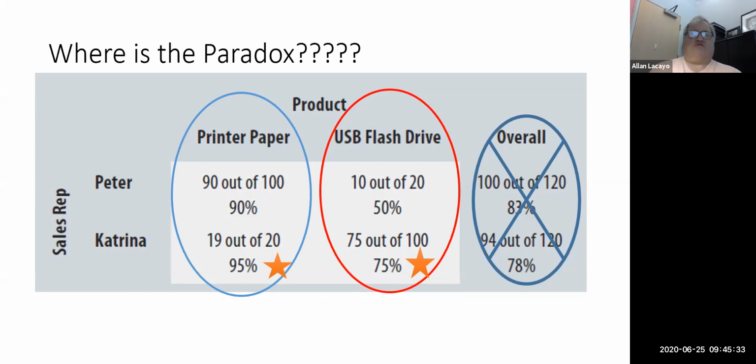But when you look at the overall sales rate, Peter looks better. And that can't be the case. That contradiction is what we refer to as a paradox. In this case, the Yule-Simpson's paradox or Yule-Simpson effect.